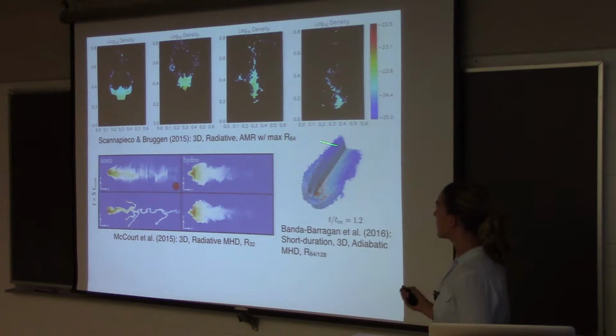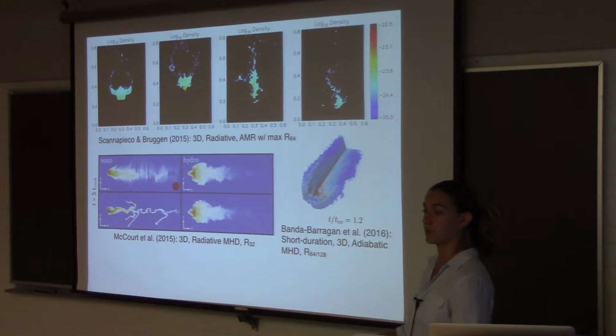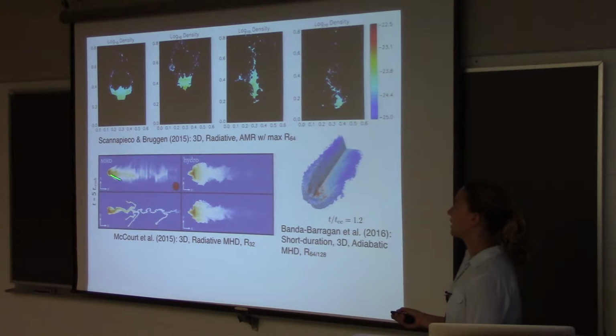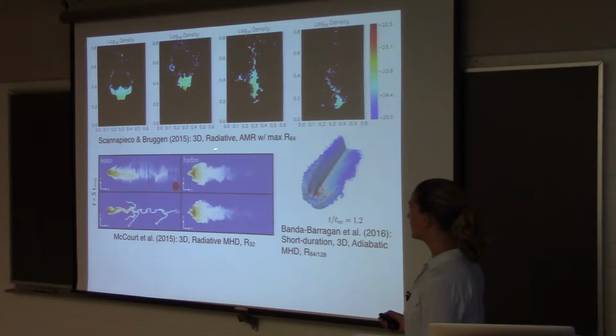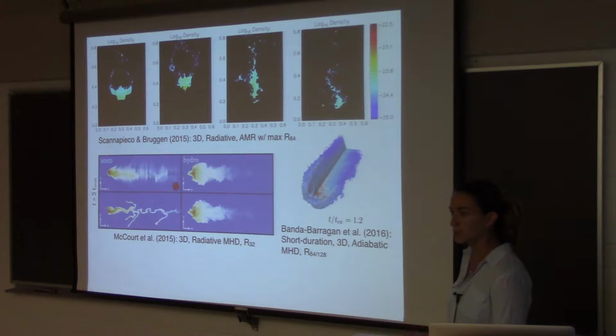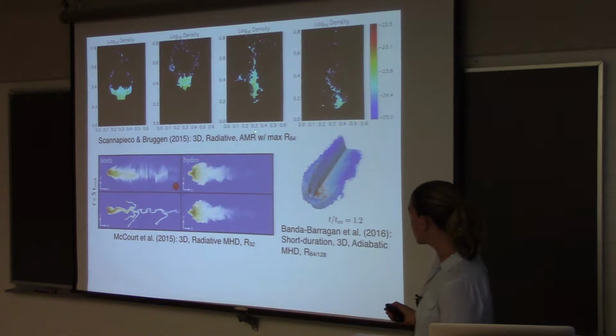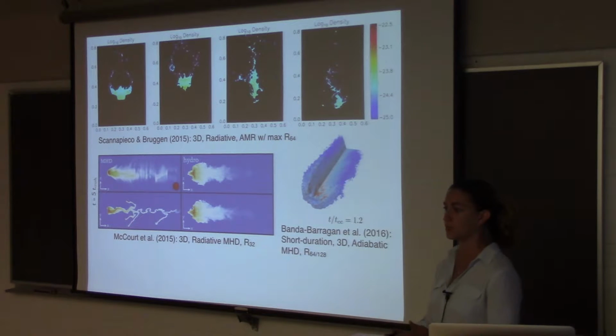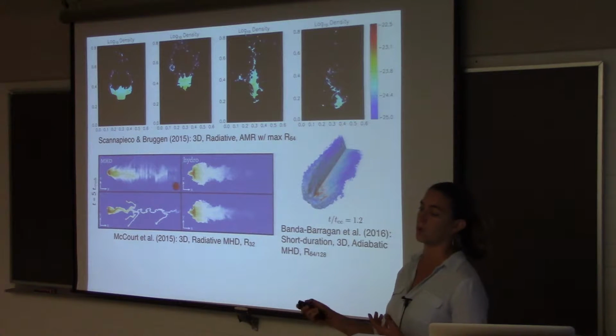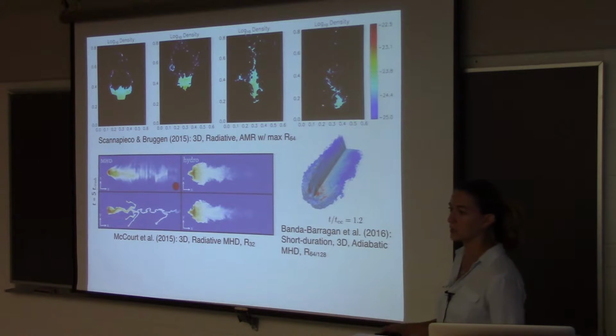On top here, I'm showing work by Scannapieco and Bruggen, where they actually looked into clouds of order 100 parsecs in radius that were 10 to the 4 Kelvin or so, the sorts of things that we might see in these winds, in a background that is created by the supernova explosions. How long does it take that gas to get mixed in, and how much does it accelerate? These were calculations done with radiative cooling and an adaptive mesh refinement code. The max resolution they were able to achieve is about 64 cells across the cloud radius. You really need high resolution for this problem, or you won't correctly characterize the instabilities that actually result in the breakup.